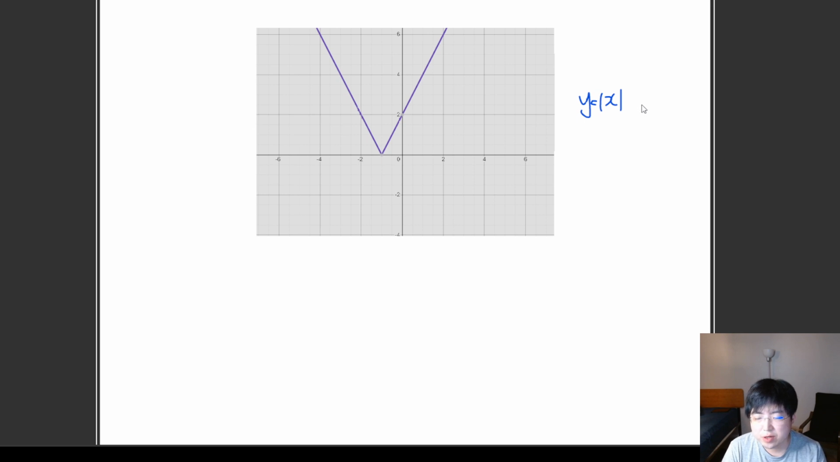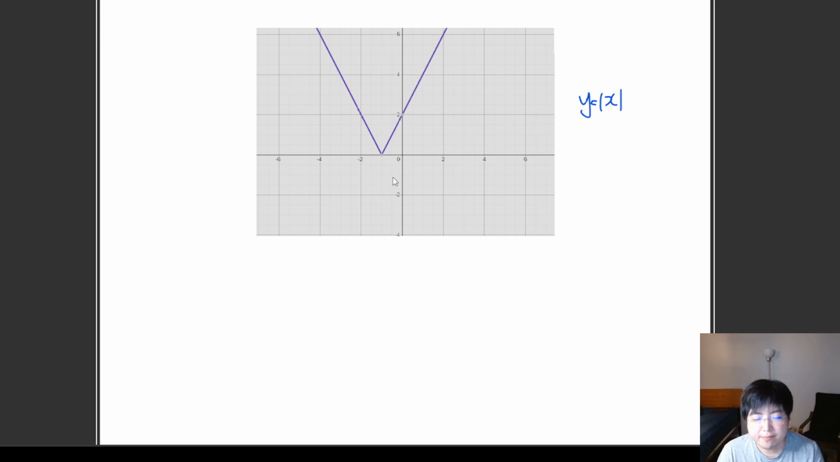For example, when you have a linear function, the parent function is y equals x, because that's the simplest form. If you have a quadratic function, I didn't teach that yet, the simplest form is y equals x squared. So this is the parent function of quadratic functions. But anyways, y equals absolute value of x is the parent function.